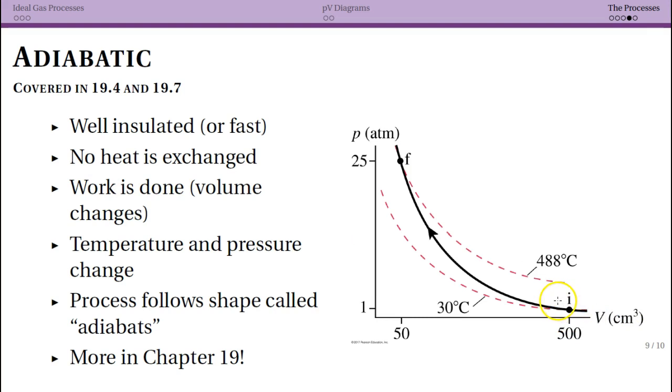So the adiabatic process follows this shape called adiabats, and the definition of this shape is kind of confusing. It's a curve, but it's not the same curve as an isotherm, which shows you that the temperature itself is changing. So the pressure, the volume, and the temperature change in an adiabatic process, but what's defining it is that no heat is exchanged. So we'll come back to this much more in Chapter 19, but it's important as you're learning these processes to know that there's this 4th one, because it is essential.